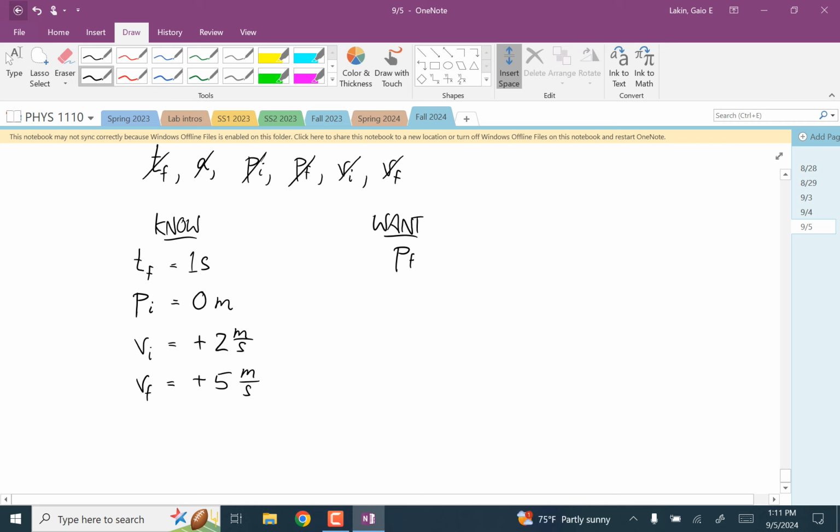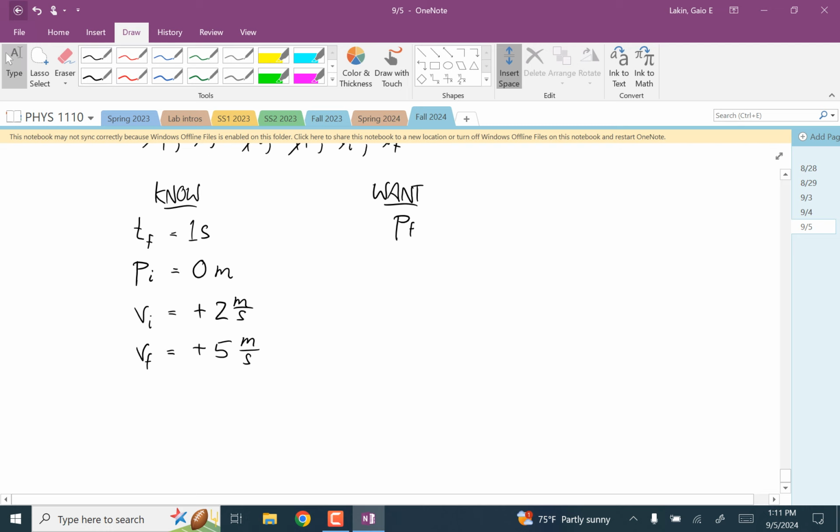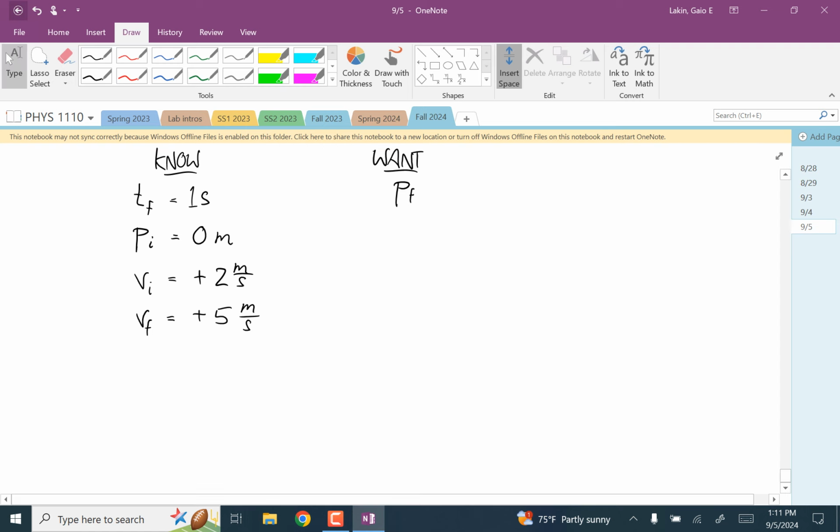Okay, is there an equation that has P final in it and everything else in it is in this list? And the answer is none of them work, and the reason is that all 3 of those equations have acceleration in it, and we don't know acceleration. So no equation works.